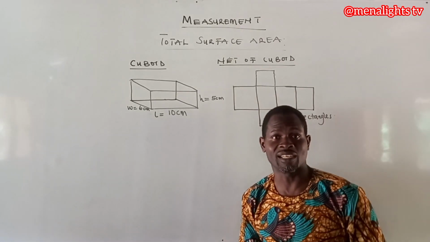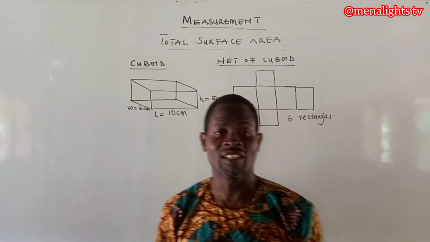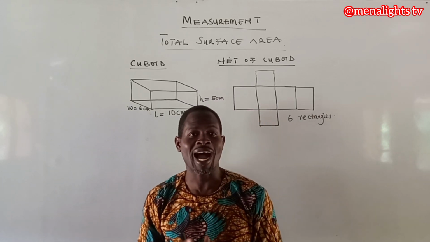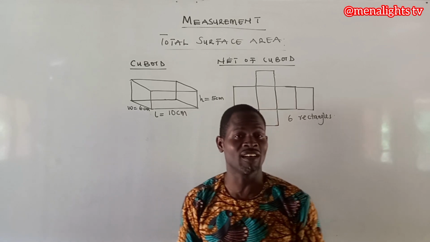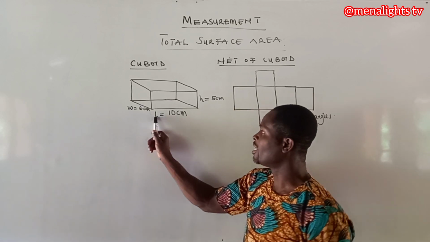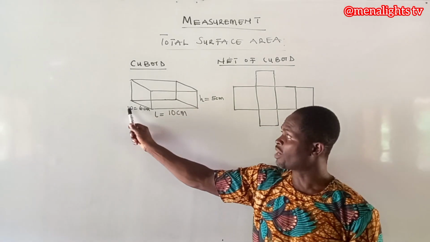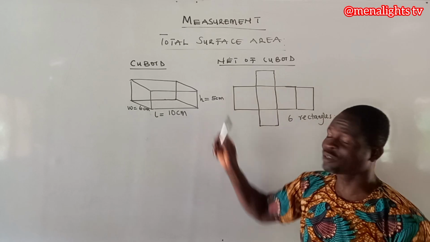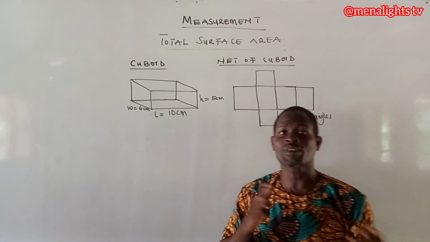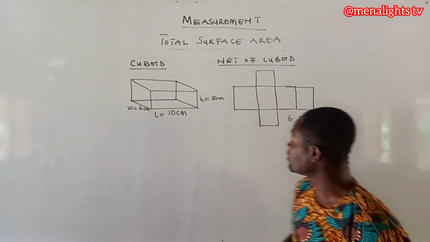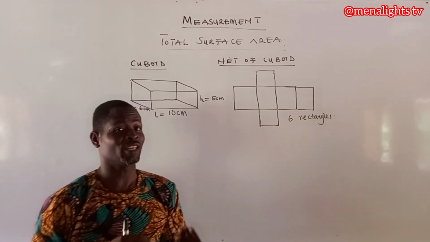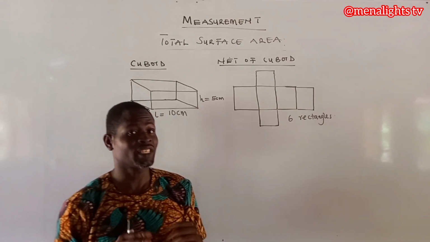And these 6 rectangles, the opposite sides are what? The same. The opposite sides are the same. So we are going to look at how to find the total surface area of a cuboid having these dimensions. So we have the length, which is 10 centimeters, the width, which is 6 centimeters, and the height, which is 5 centimeters. So since opposite sides are equal, that means two opposite sides are the same.